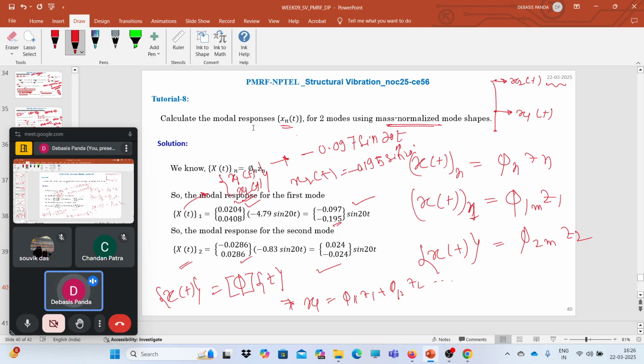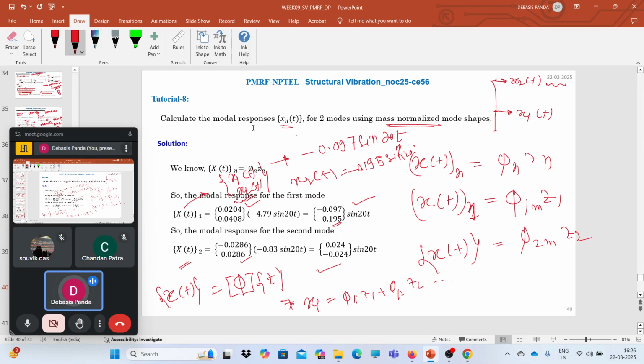So the multi-degree of freedom system is clear now, right? How we can write down the modal responses with respect to the mode shapes and all these things. You can now solve any kind of problems. Yes. And it's quite easy to handle.